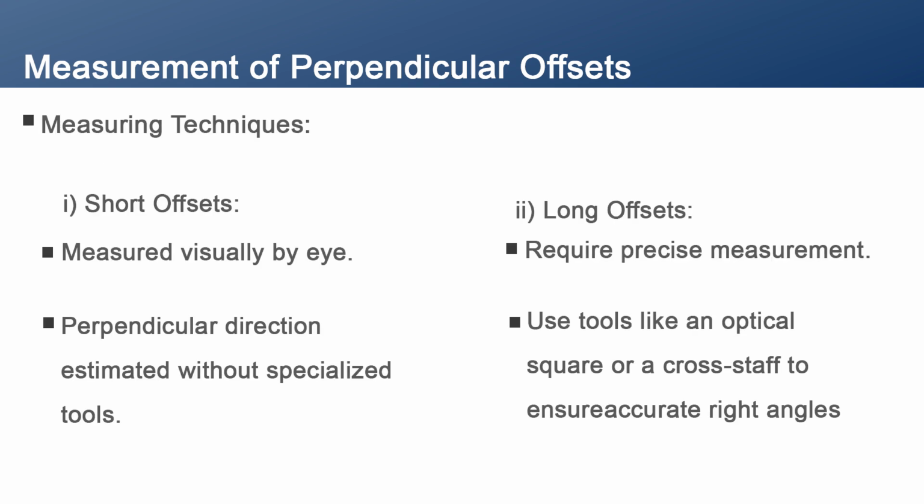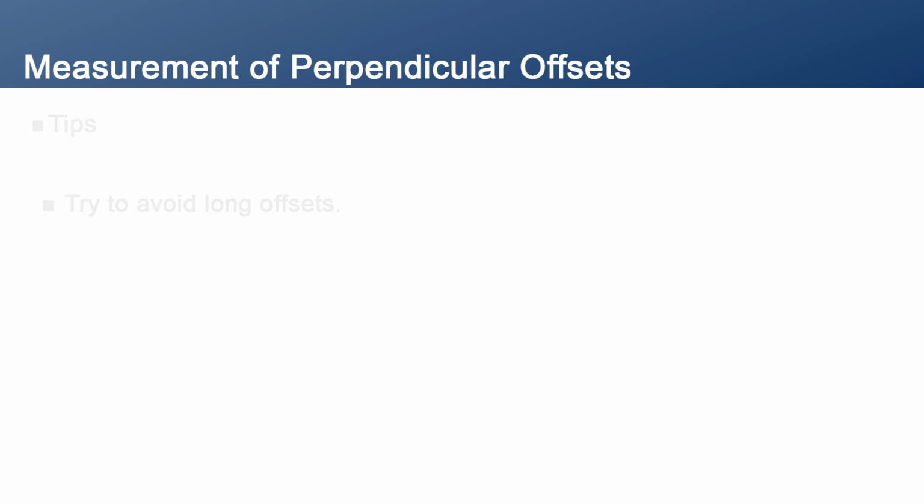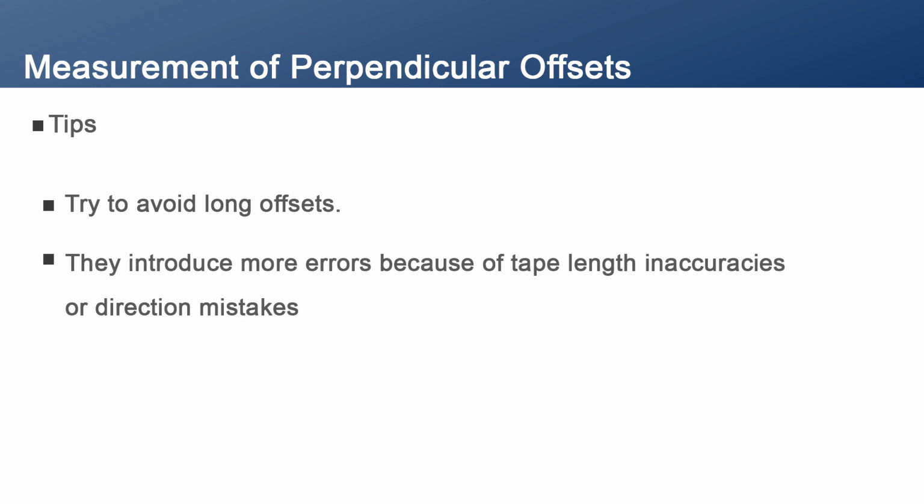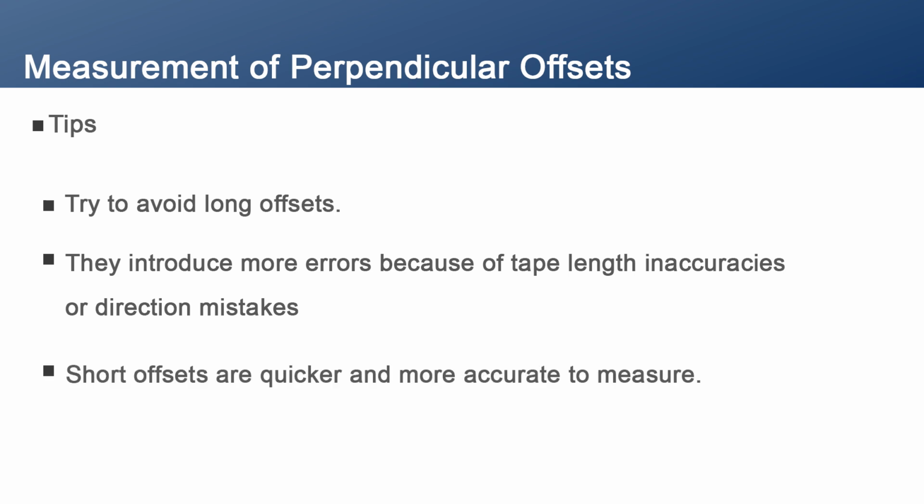For short offsets, you can usually eyeball the perpendicular direction, but when you are dealing with longer offsets and you need better accuracy, you will want to use tools like an optical square or a cross staff to set out those right angles. So, a quick tip here: try avoiding long offsets whenever you can. They can introduce more errors because of tape length inaccuracies or direction mistakes. Plus, short offsets are quicker and more accurate to measure.